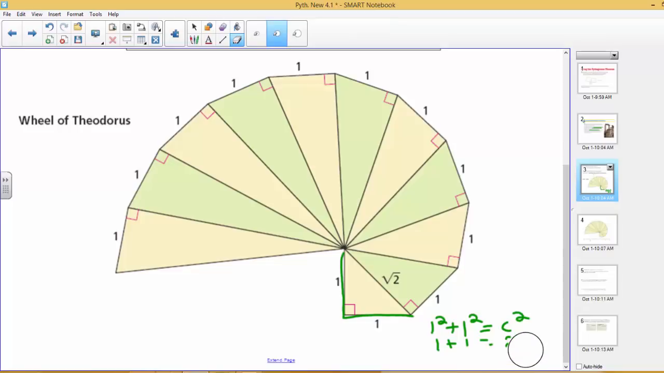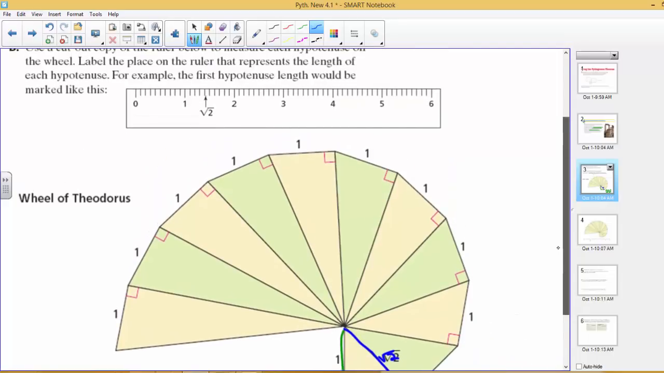I'm actually going to write this: 2 equals c squared, square root both sides. So this right here is c, this hypotenuse, so you would put square root of 2 on your paper. Now, square root of 2 is 1.414. It is already put right here for you, and your ruler is at the bottom of your paper.